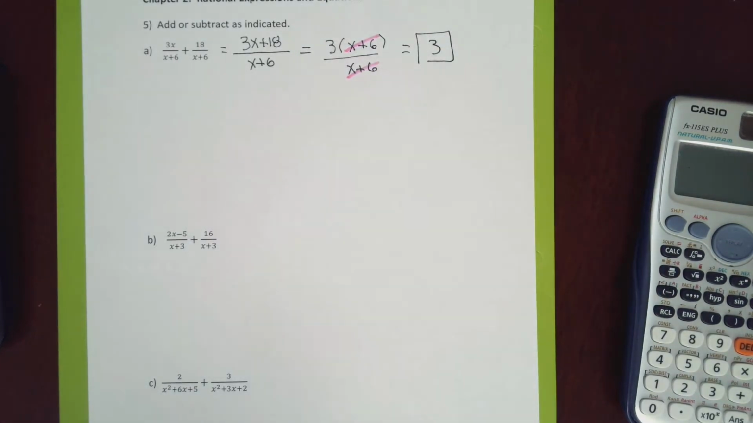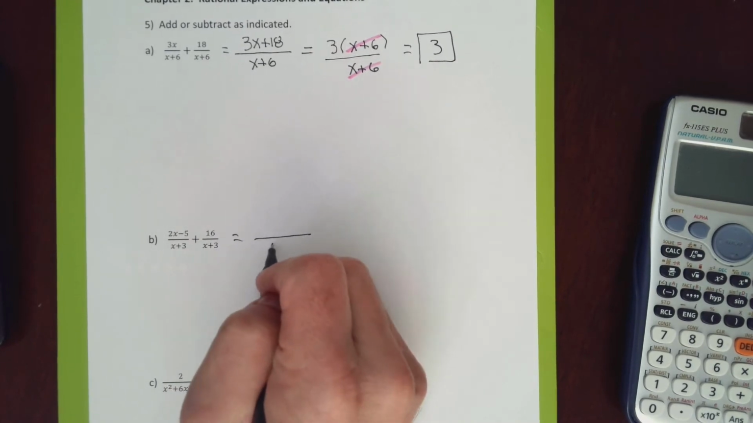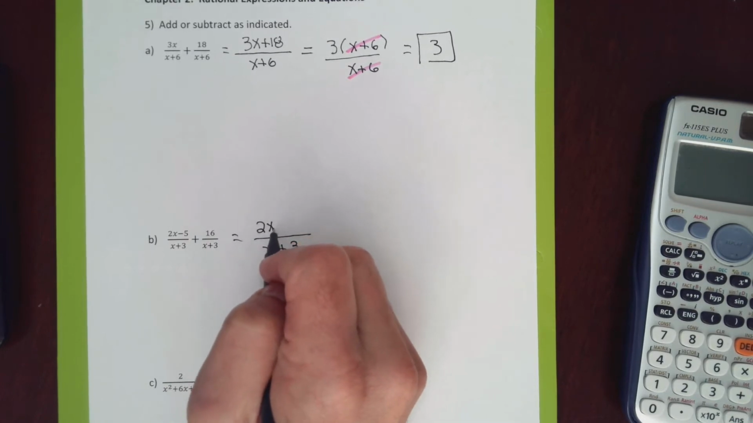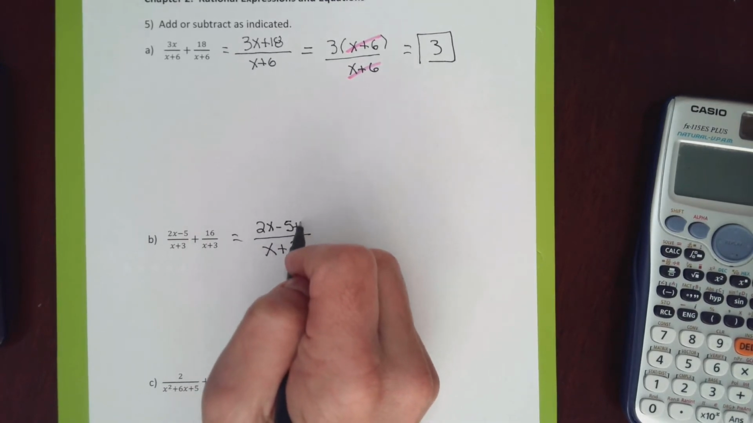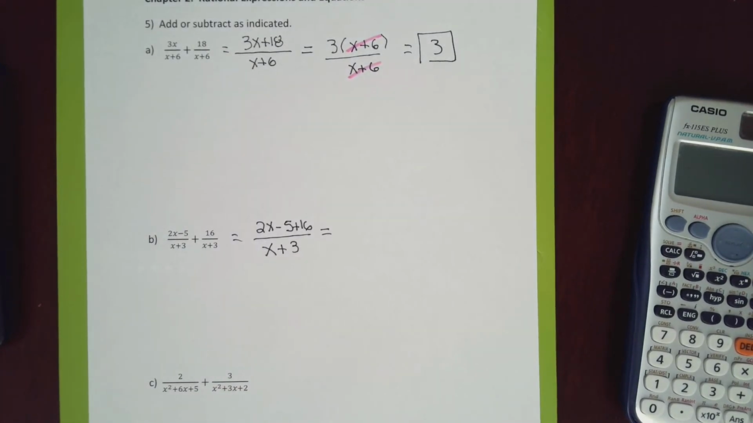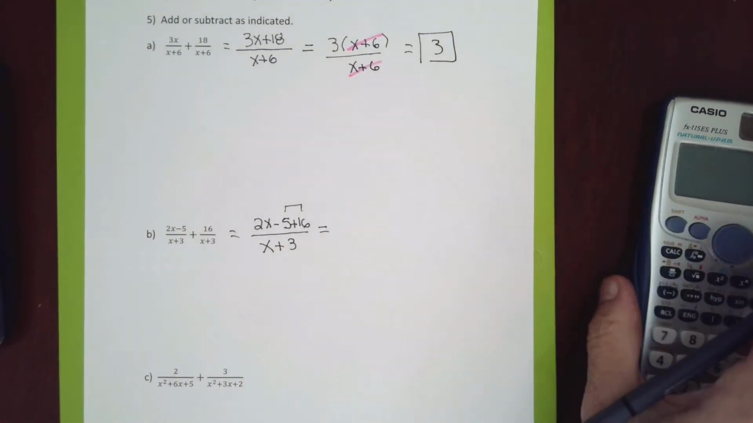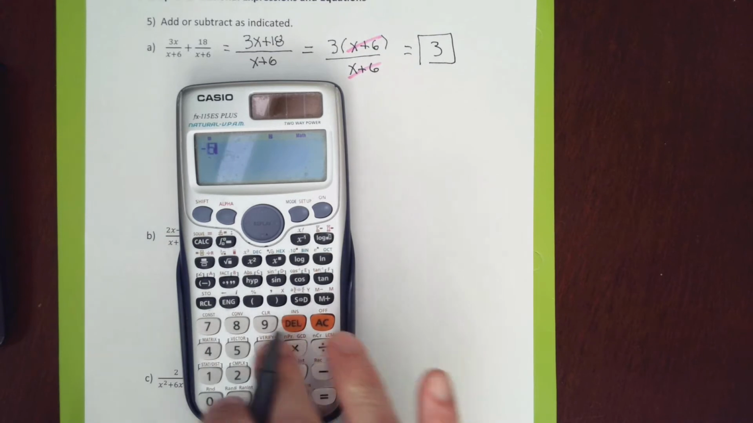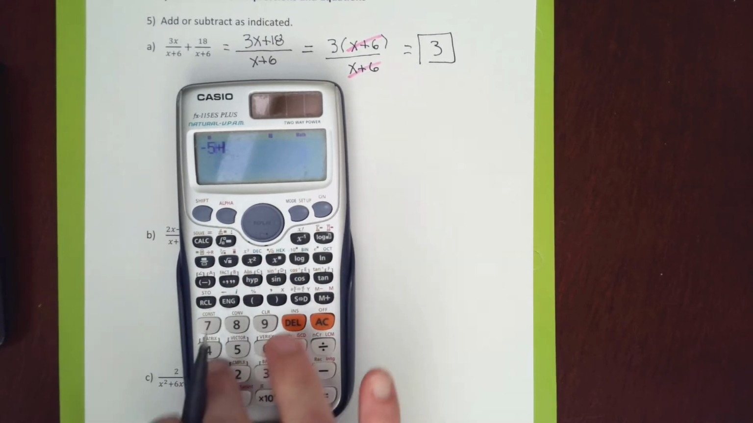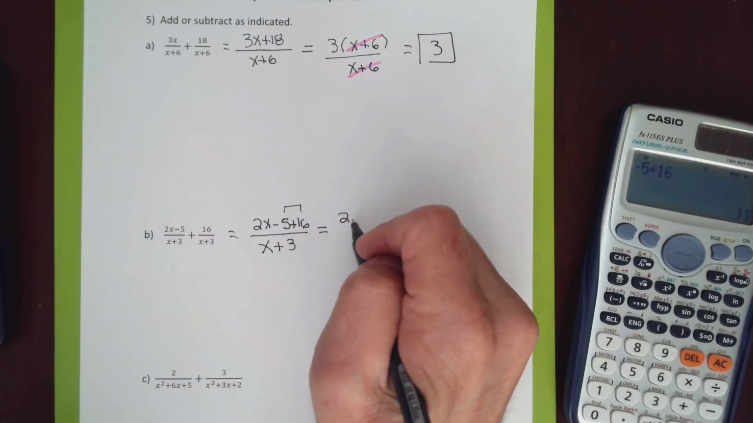In part B of number 5, the fractions have the same denominator, so I'm allowed just to make the two fractions into one without doing any factoring or rewriting. They're just ready to go. After I make the two fractions into one, I combine like terms in the numerator, the minus 5 plus 16 is going to be 11. So my numerator is going to be 2x plus 11.